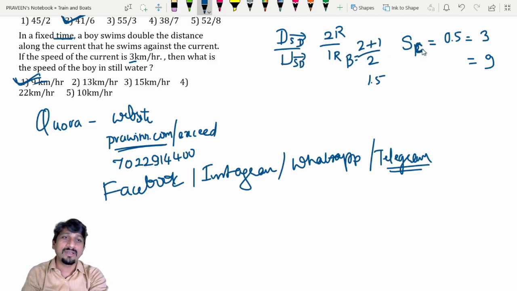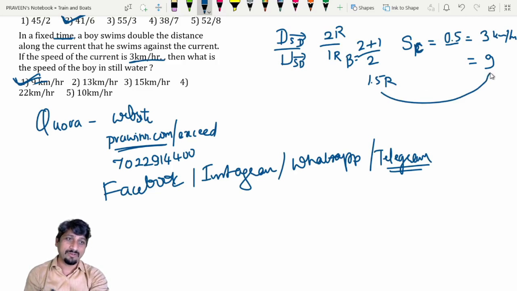Now if I want to find out the speed of the stream, what we'll do is take these ratios: 2 minus 1 divided by 2. You have seen it earlier. So it will be 0.5. 2 minus 1 is equal to 1, divided by 2 is equal to 0.5. 0.5 ratio is equal to 3 km per hour. That is what they have given here. Now what is the boy's speed? The boy's speed will be the average of these two. Average of these two is what? 2 plus 1 divided by 2, that is 3 by 2. 3 by 2 is equal to 1.5 ratio. So this is into 3, and this is also into 3. Therefore your answer is 9 km per hour.